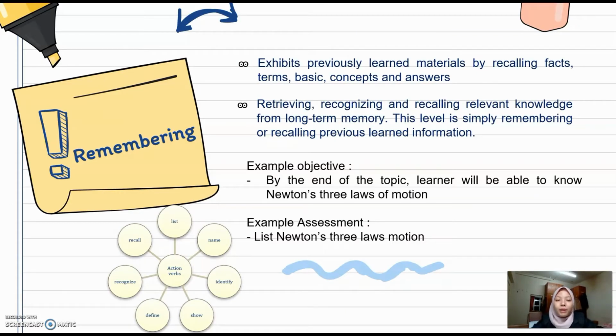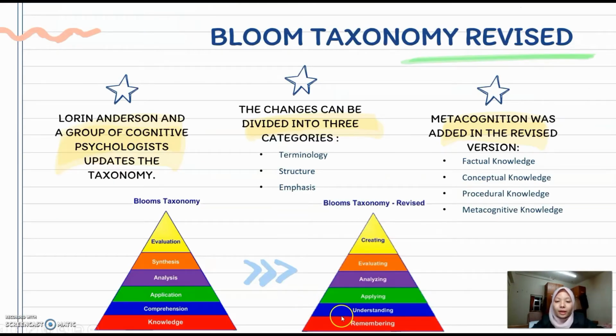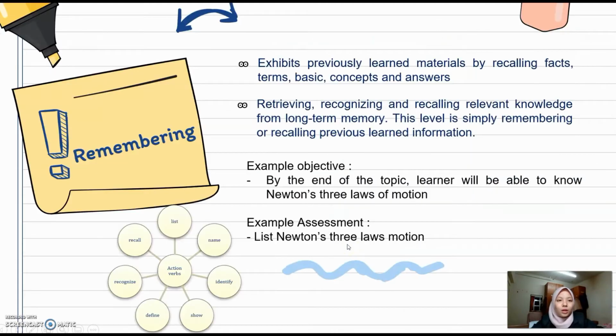We will see one by one what the taxonomy changes are, starting with remembering, then understanding, and so on. First of all, what is remembering? Remembering exhibits previously learned material by recalling facts, terms, basic concepts, and answers. It is retrieving, recognizing, and recalling relevant knowledge from long-term memory. This level is simply remembering or recalling previously learned information, where the learner needs to recognize and recall what they have learned before.